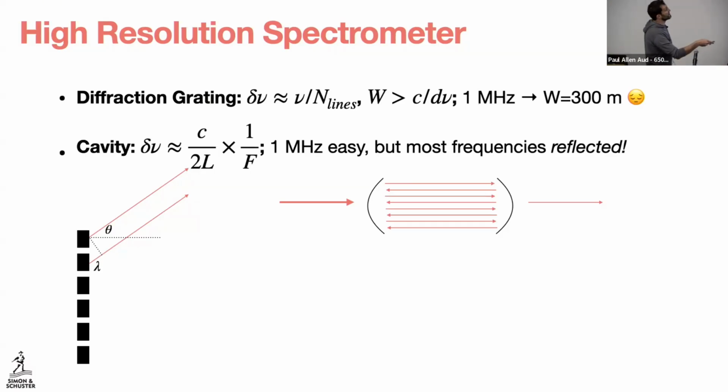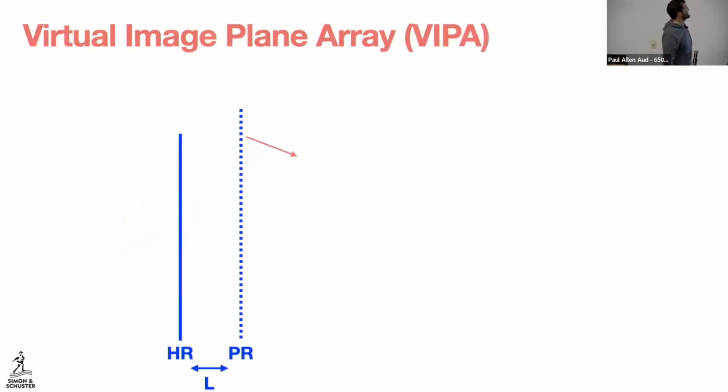But what we would like to develop is something that looks like a cavity, but gives us an angular spread in output. So as Zev pointed out, it turns out this object exists. It's called a virtual image plane array. I'd like to talk you briefly through how this thing works. And I think once I do that, it will be immediately clear what our solution is going to be. So how does this thing work?